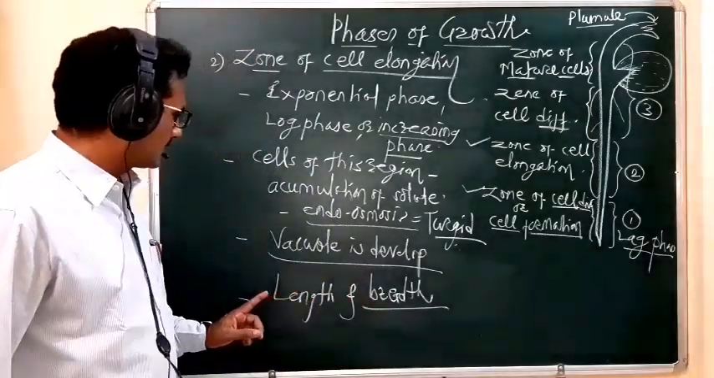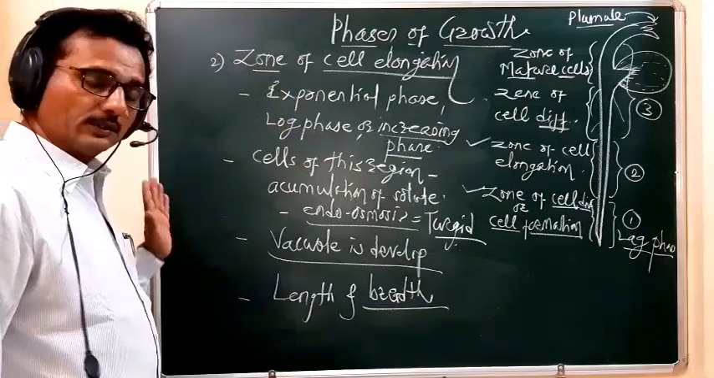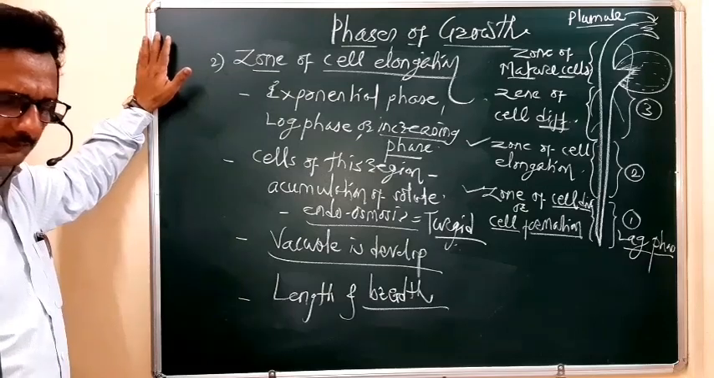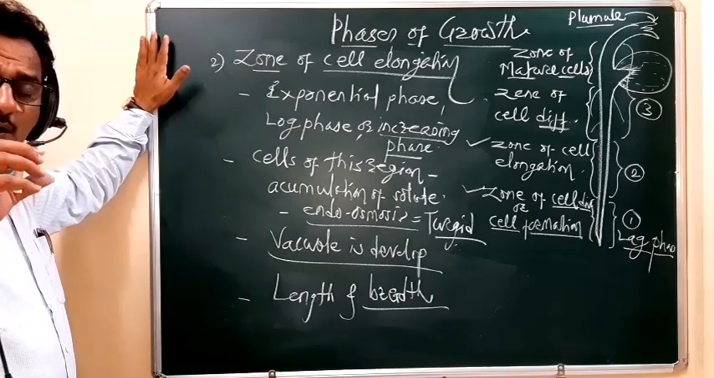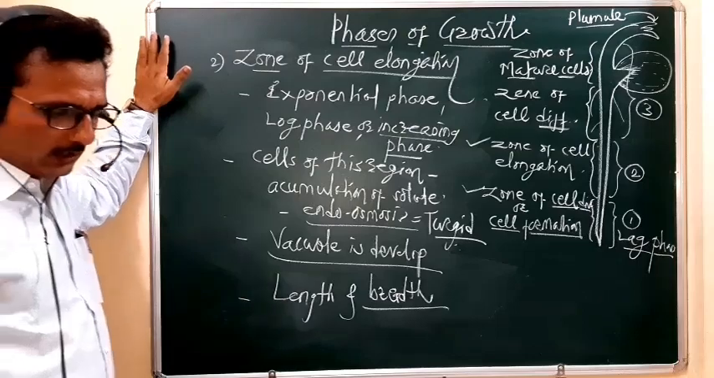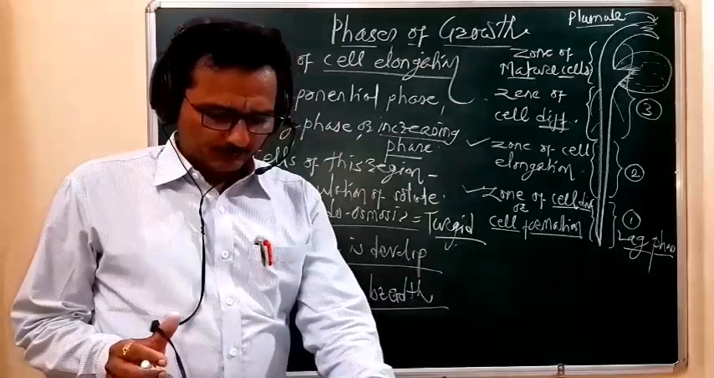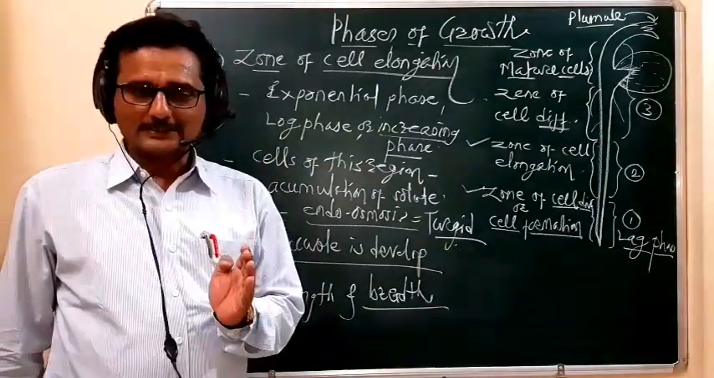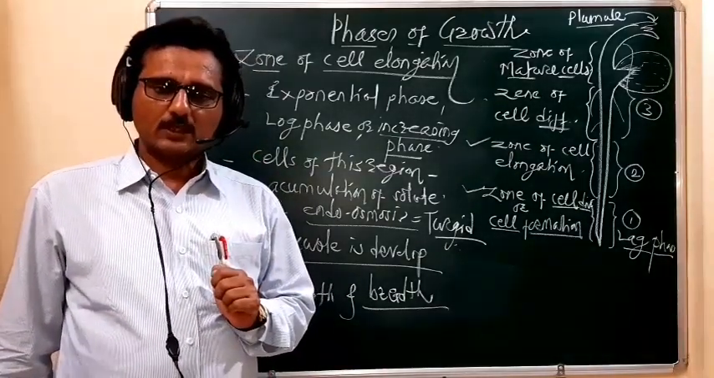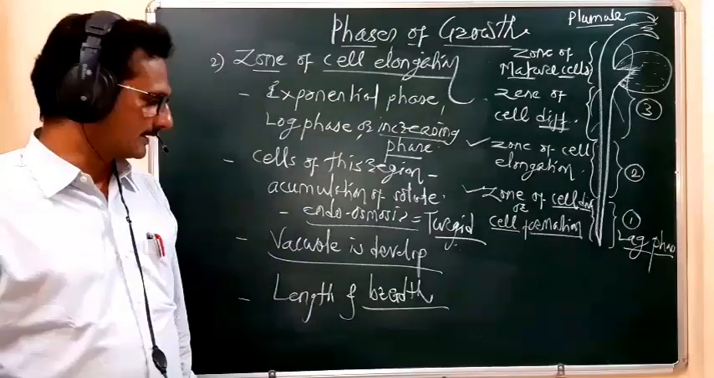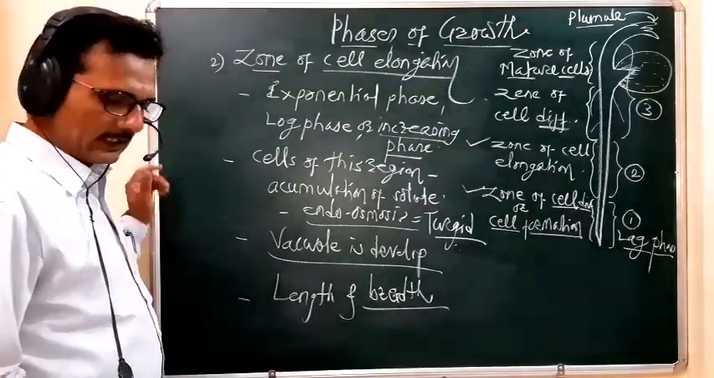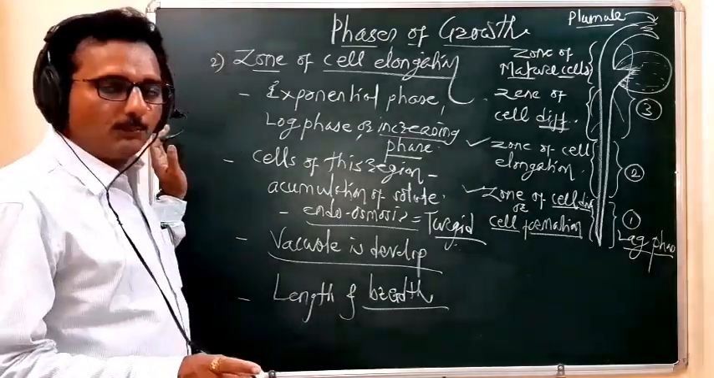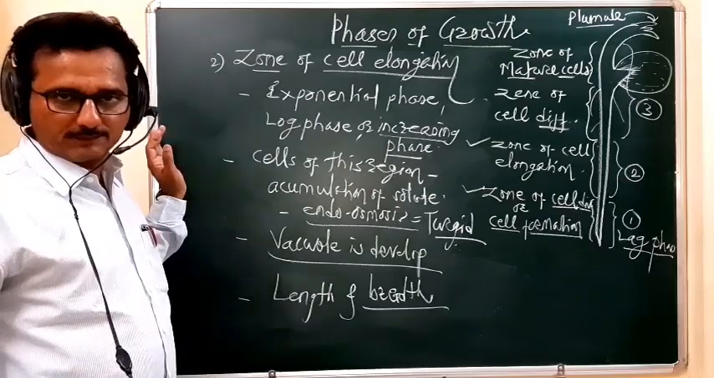But here in the zone of cell elongation, what we observed is that the cell wall becomes thick. So how does the cell wall become thick? Because of two processes, called apposition and intussusception.